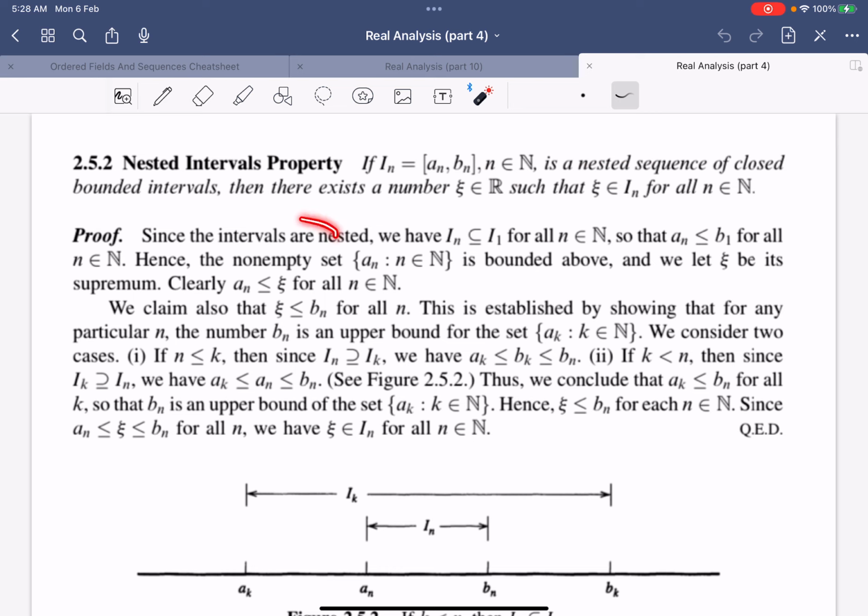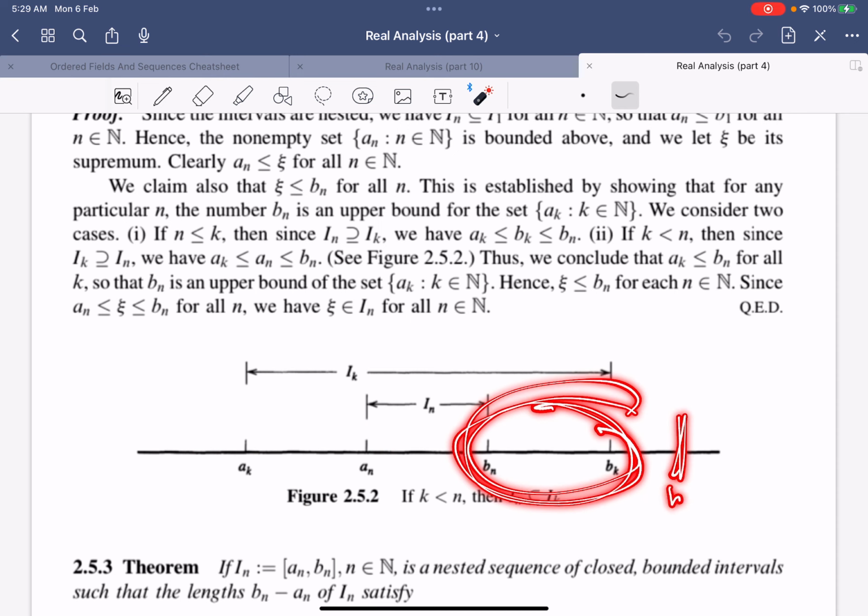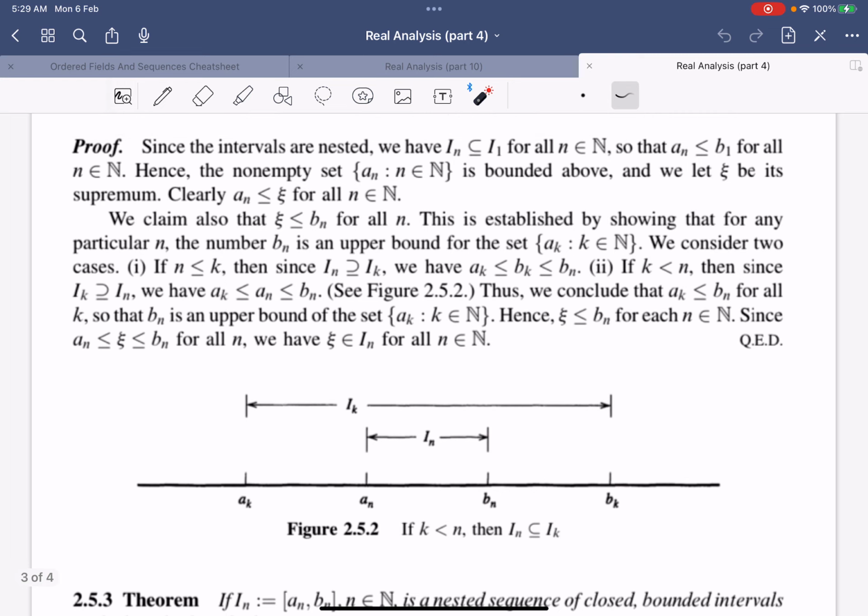So since we know the intervals are nested, every interval is a subset of the first interval. And so for all n, an will be less than or equal to b1. So you can see it over here. The an terms will always be less than the bn's, and all the b's are less than or equal to b1. So the set of an's is bounded above. And so we just let epsilon be the supremum.